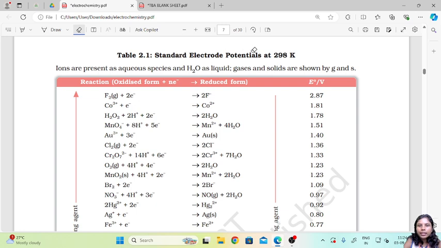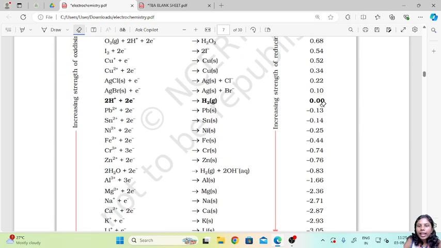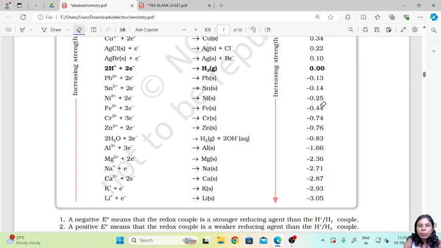Now look at this table. These are the standard electrode potentials of the different metals, and their values are given here. In the last class we discussed the negative and positive values. From Pb, that is lead, the values turn negative. We said that if these values are negative, the reduced state of these metals is less stable than that of the hydrogen gas which is present.